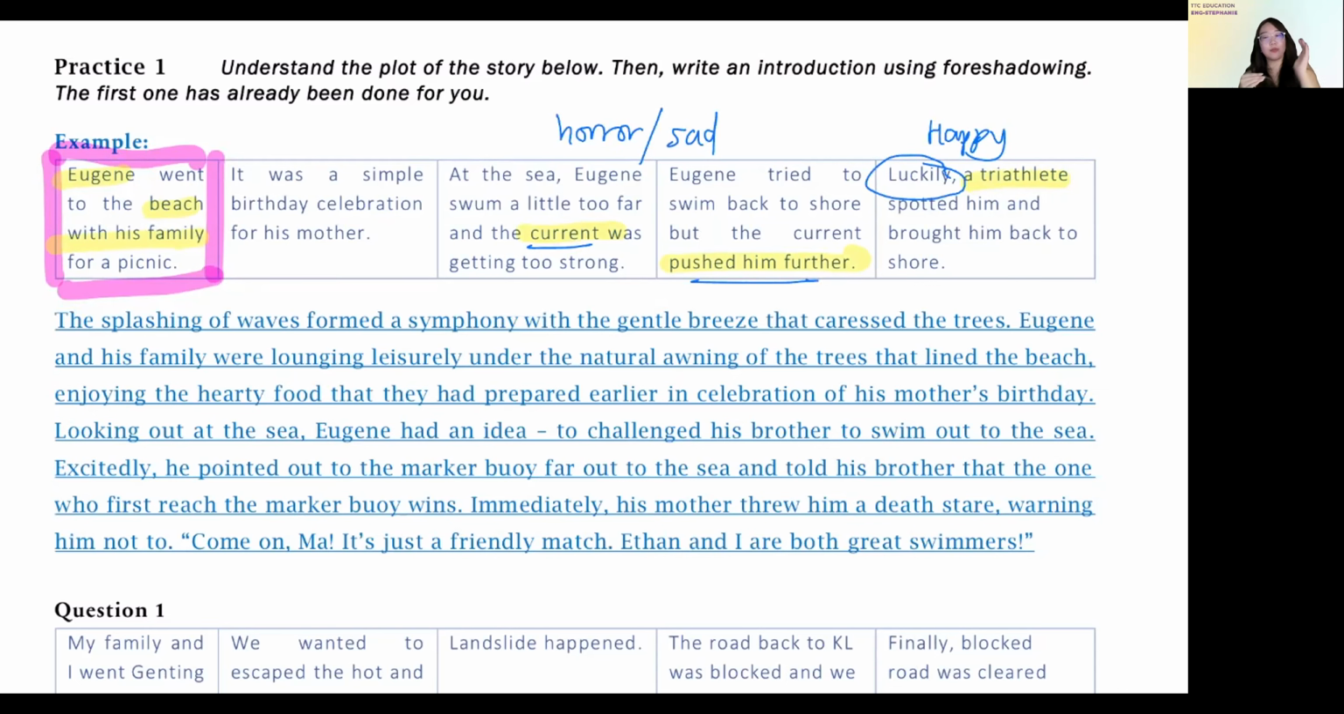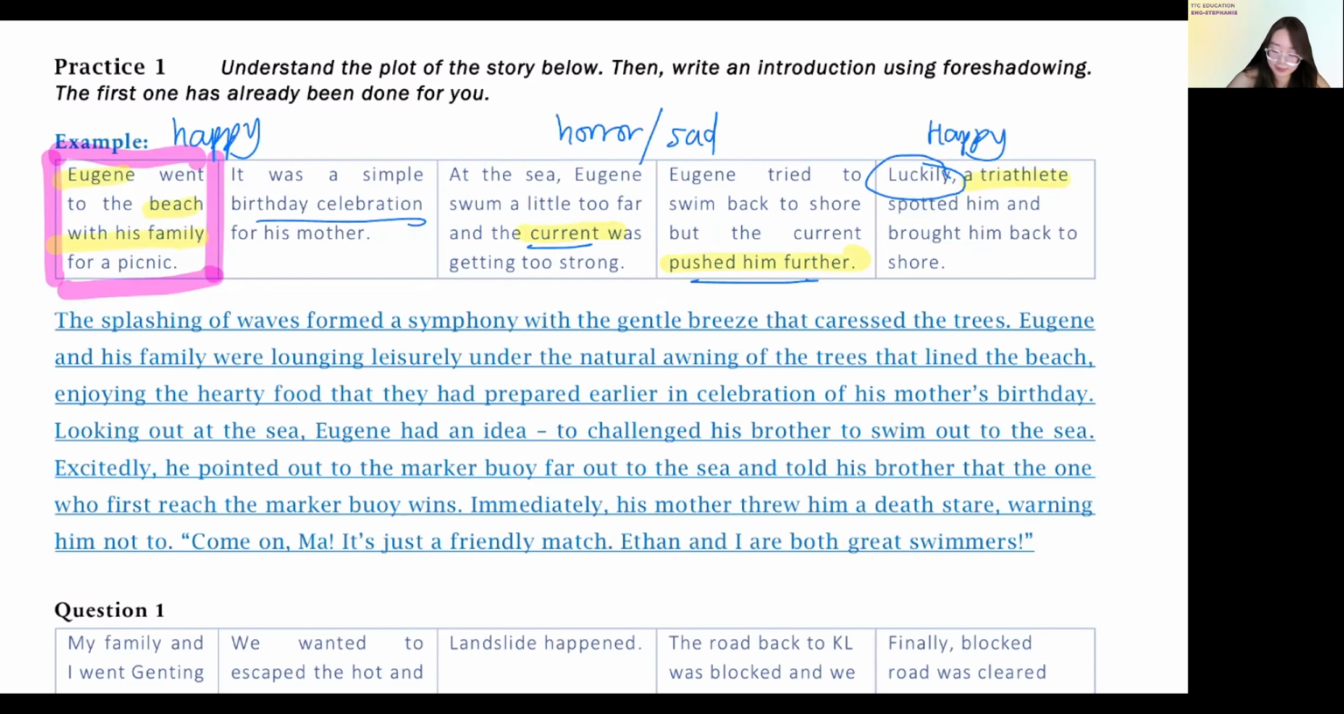So in order to have a really good emotional roller coaster, what I will usually do is happy, horror. Then here I'll make it as happy as possible. Happy. Especially since it's for a birthday celebration, right? It's going to be a happy one, so you make it very happy. Then later, when you transition into the very sad or terrifying incident, the current pushing him too far, the contrast will be bigger. It will be more interesting, right? So this is how I do it.